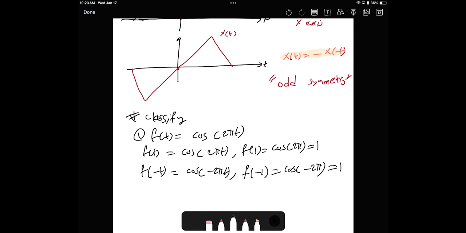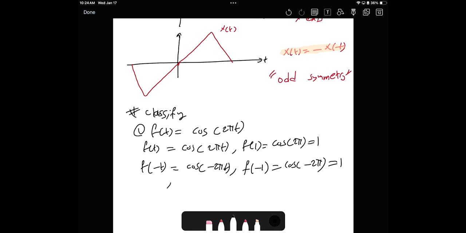Since f of 1 and f of negative 1 are equal to each other, therefore, is it even symmetry or odd symmetry? Even function or odd function? Even. Even symmetry, or even function.